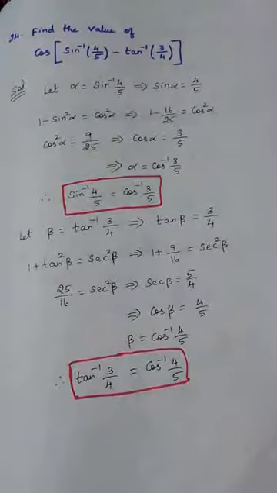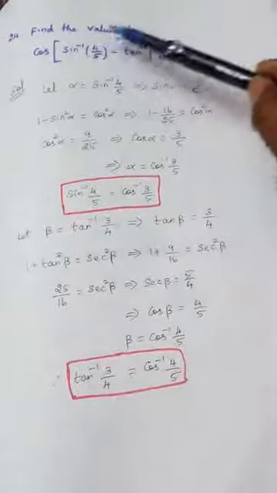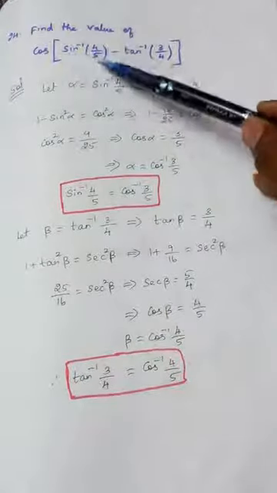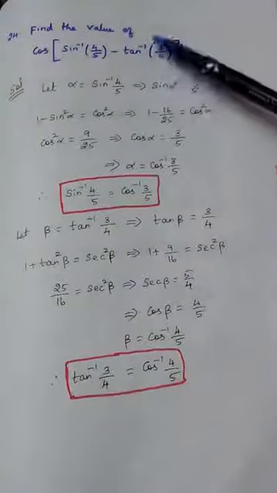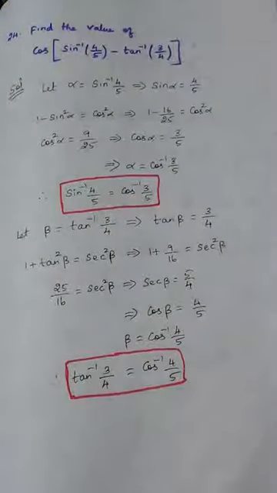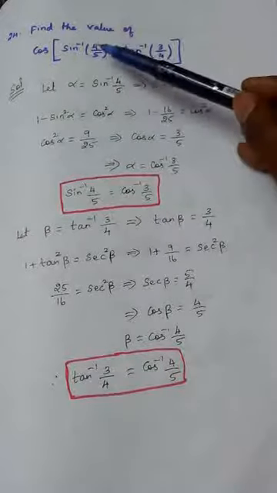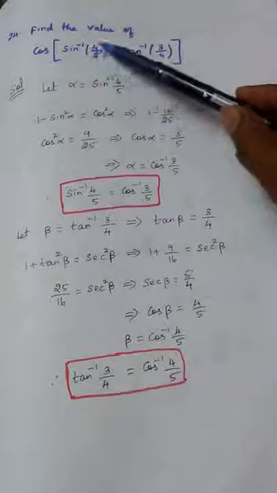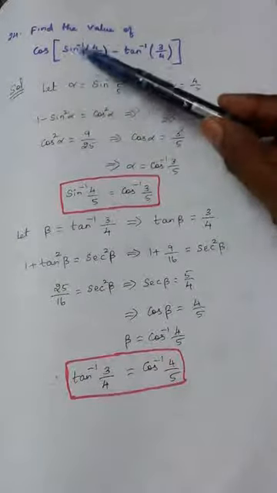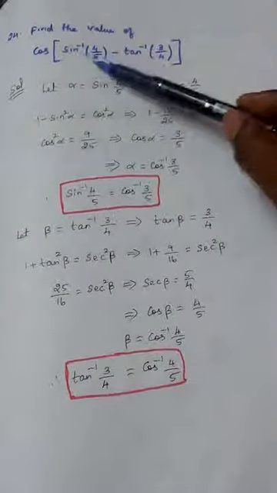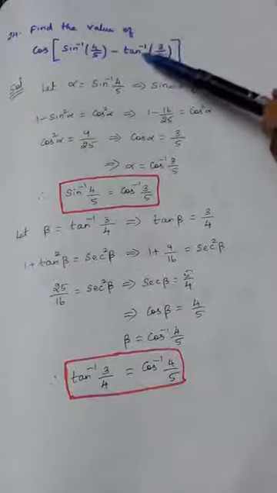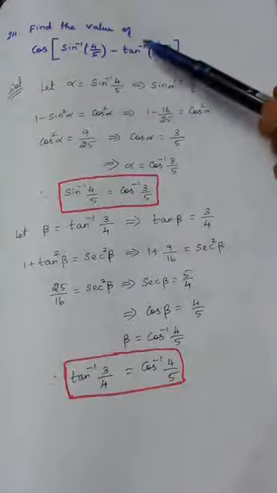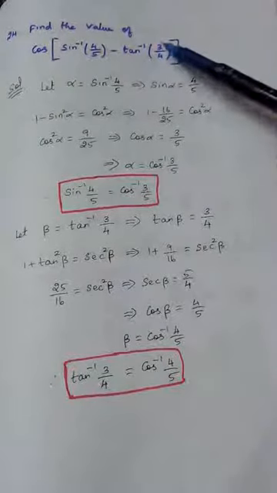Question number 24. Find the value of cos of sine inverse 4 by 5 minus tan inverse 3 by 4. Once again, we don't have a number like this in the sine table. We don't have 4 by 5 in the sine table, so we don't know the exact value for this. Similarly, in the tan table we don't have a value called 3 by 4. So again, this is not present in the tan table.